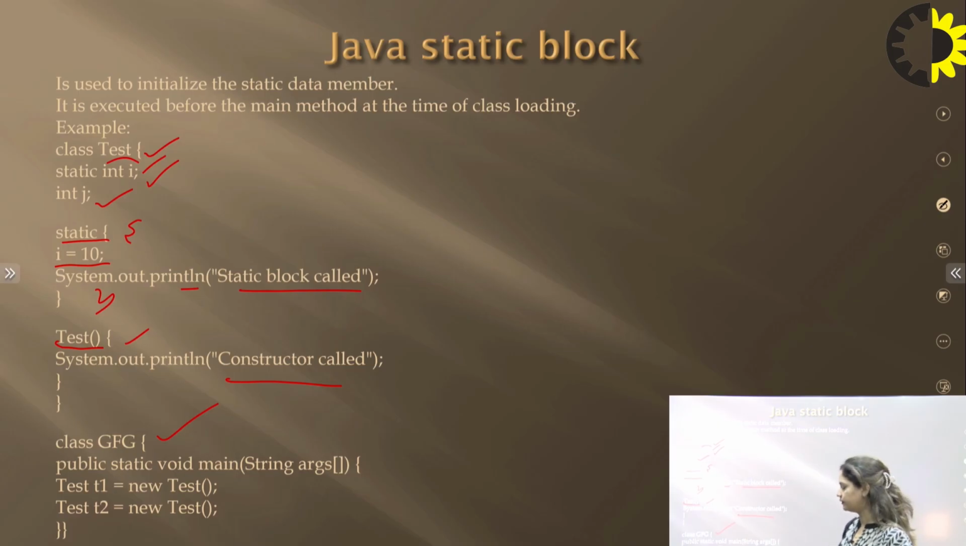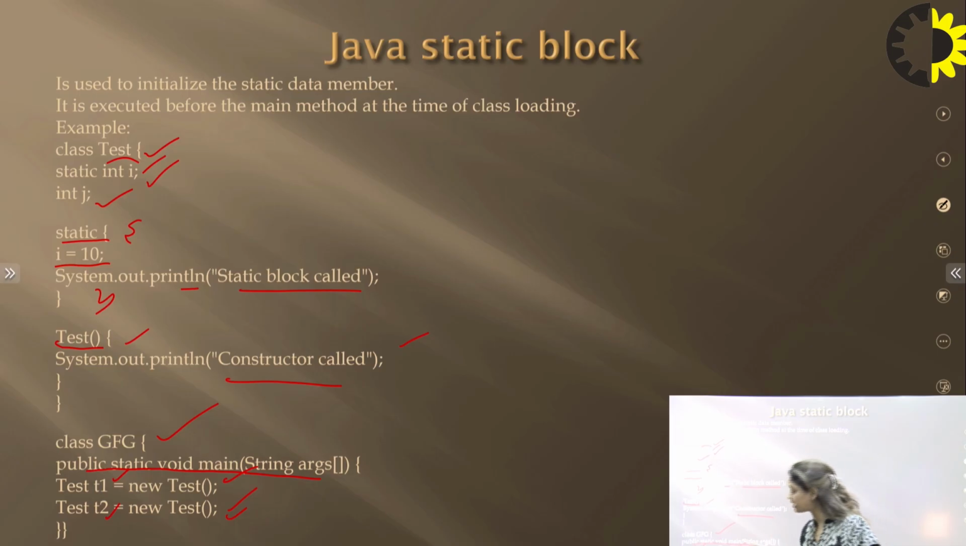Now we have another class also, the GFG class, which is a main method class. Now what is a main method class? It is the one which actually executes the complete code. Here in the main method class, as it holds the main method definition, we are creating two objects of class test, t1 and t2. In both cases we are calling the default constructor test. So when the first test is called, the constructor called statement is printed, and when it is called again, the constructor is executed again.